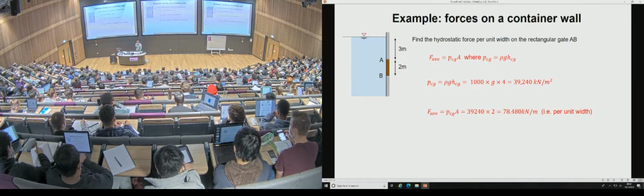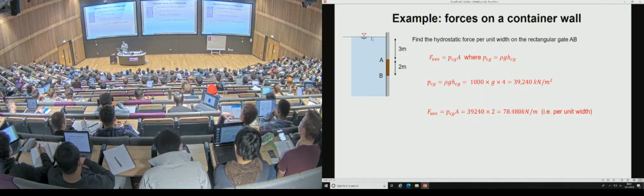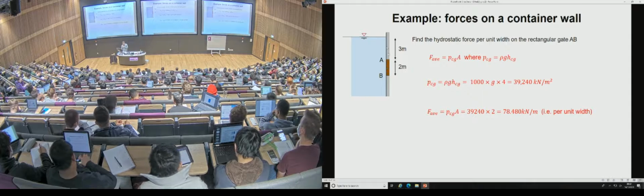What's 4? I could have drawn it better. 4 is the distance from the surface down to the centroid of the rectangular gate. So it's 3 plus half of 2.